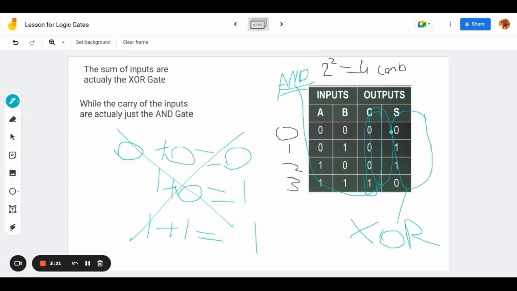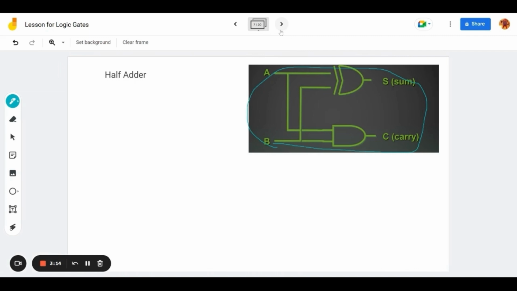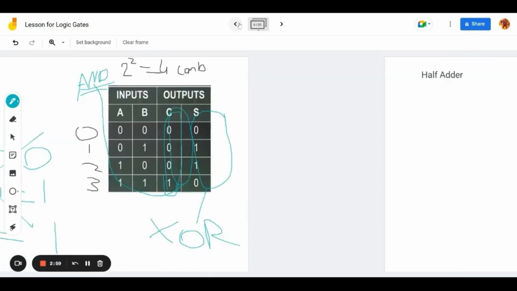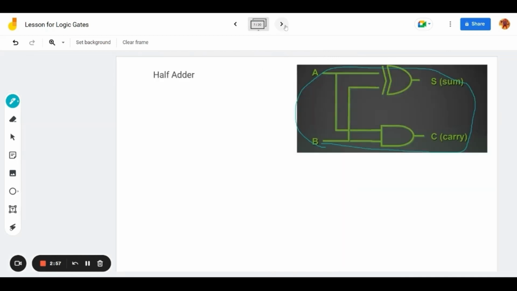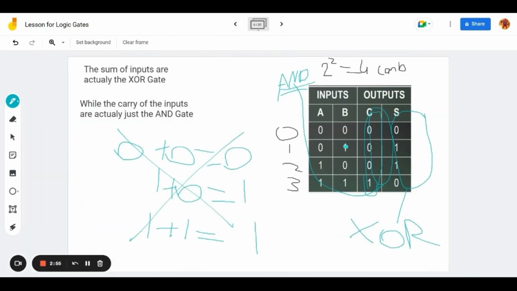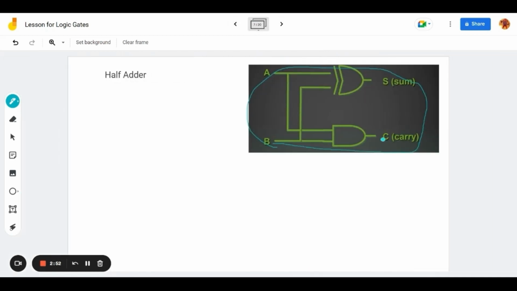And the sum column looks like an XOR gate. One or the other. 0, 0, one or the other. One or the other. One or the other. So as you can see here, if we were to plug in A and B here, we would get the correct sum and the correct carry to give us the correct answer of adding the two binary numbers together. The XOR gate would lead us to the sum value, while the carry would give us the carry value. And we could just plug them into a reader which tells us the value.